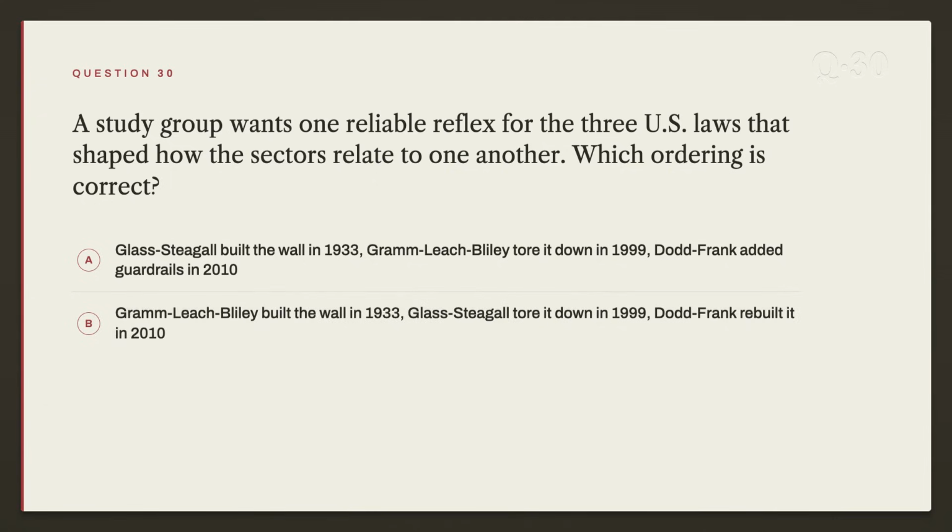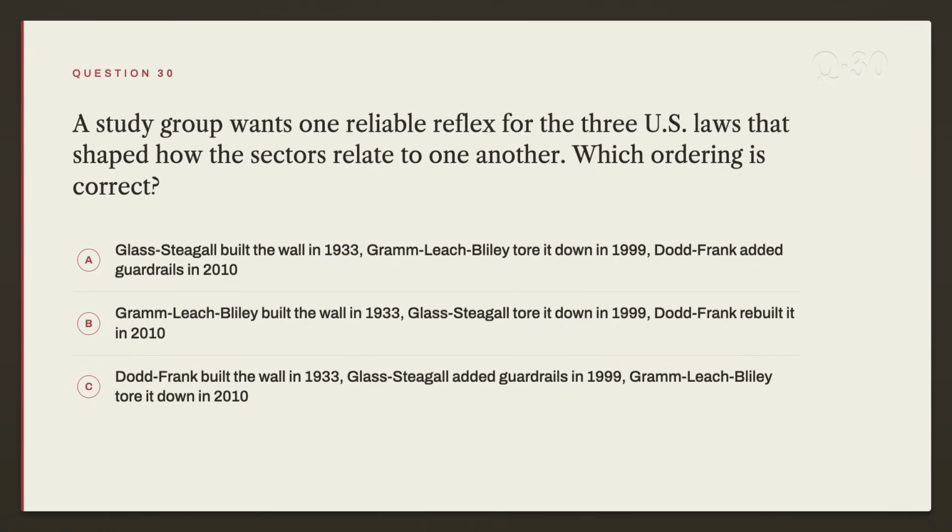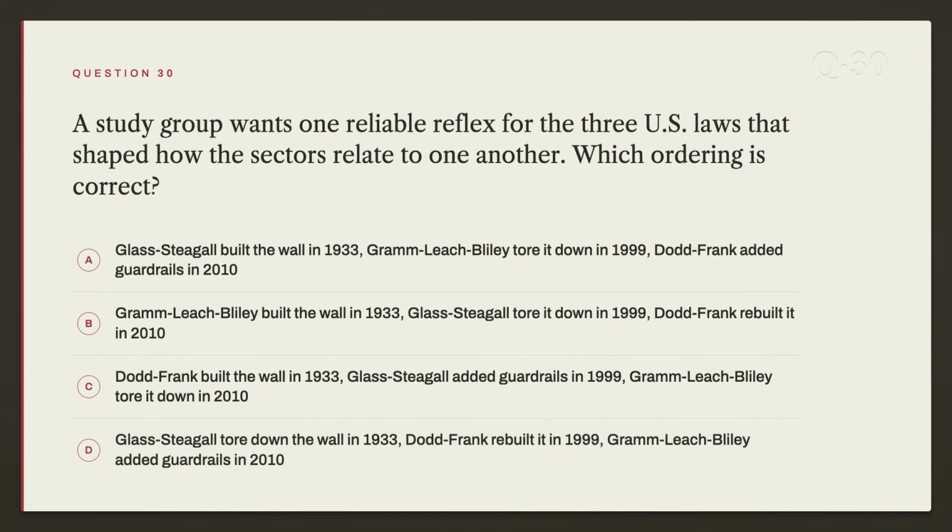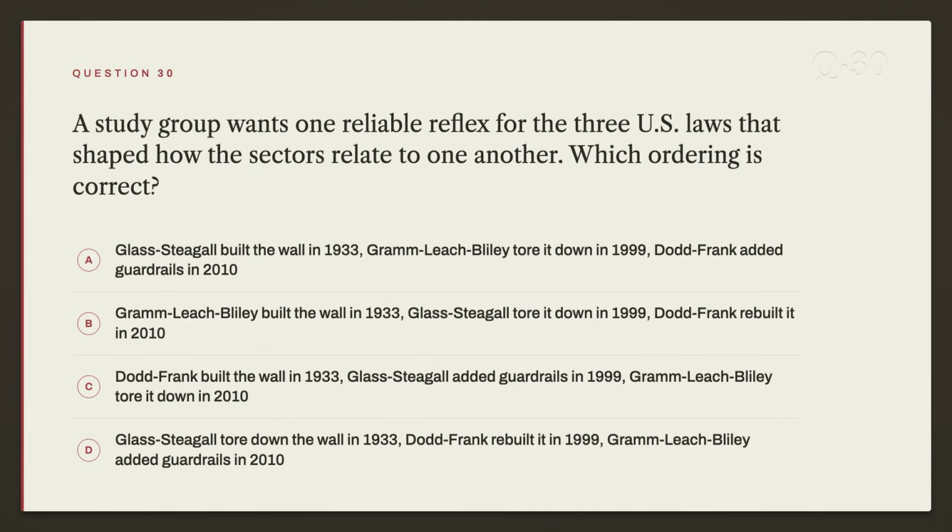B. Graham Leach Bliley built the wall in 1933. Glass-Steagall tore it down in 1999. Dodd-Frank rebuilt it in 2010. C. Dodd-Frank built the wall in 1933. Glass-Steagall added guardrails in 1999. Graham Leach Bliley tore it down in 2010. D. Glass-Steagall tore down the wall in 1933. Dodd-Frank rebuilt it in 1999. Graham Leach Bliley added guardrails in 2010. Which would you go with? Lock it in before the reveal.